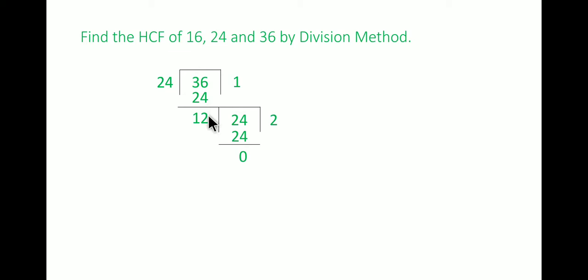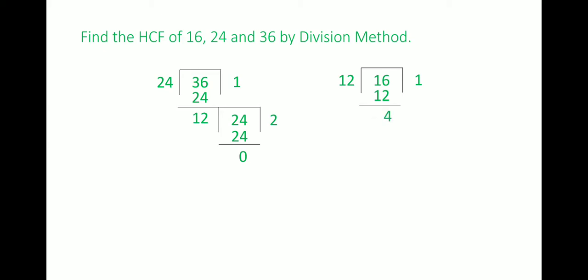Now with this HCF, we'll divide the remaining number. So over here 16 is the remaining number out of these 3. This one is the left out. So we will divide 16 by this HCF 12. So 12 will divide 16 1 time. So 12 ones are 12. 16 minus 12 gives us 4.